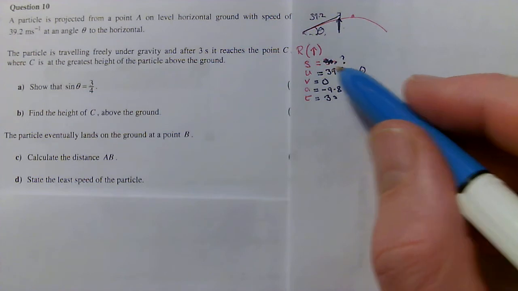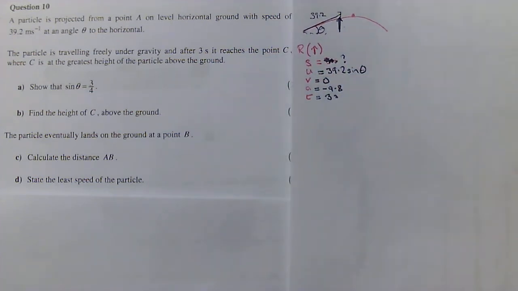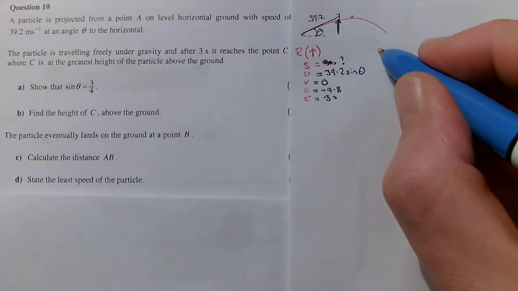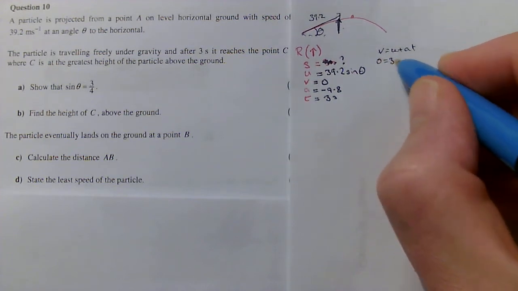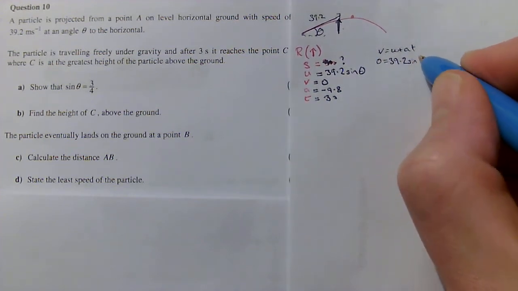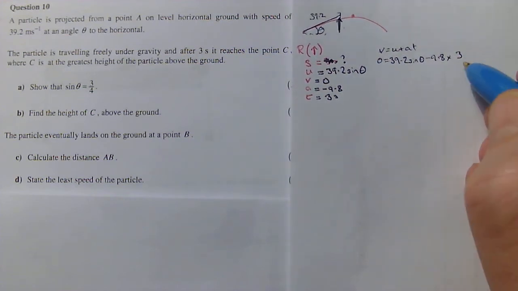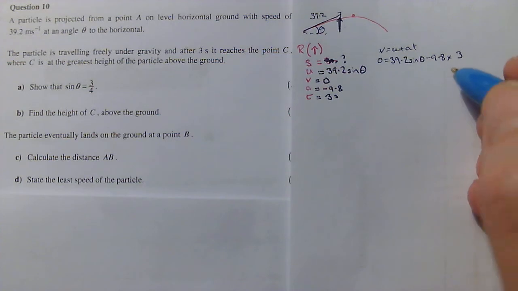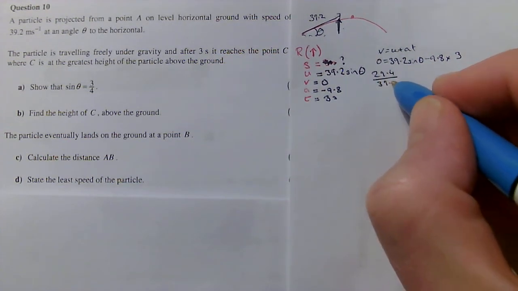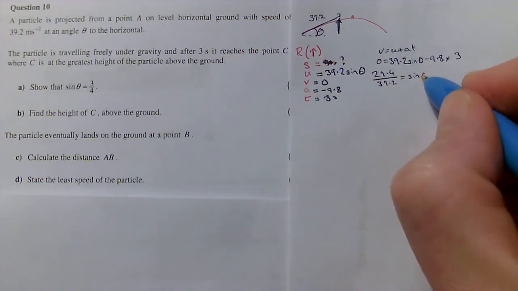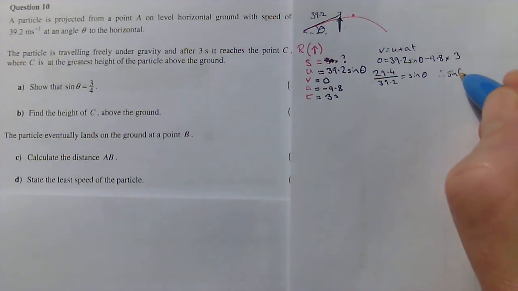So I want to firstly ignore s, and I'm just using u, v, a, and t. And so we're going to use v equals u plus at. And I've got 0 equals 39.2 sine theta minus 9.8 times 3. Okay, bring that over to the other side gives me 29.4 over 39.2 equals sine theta, and therefore sine theta equals 3/4.